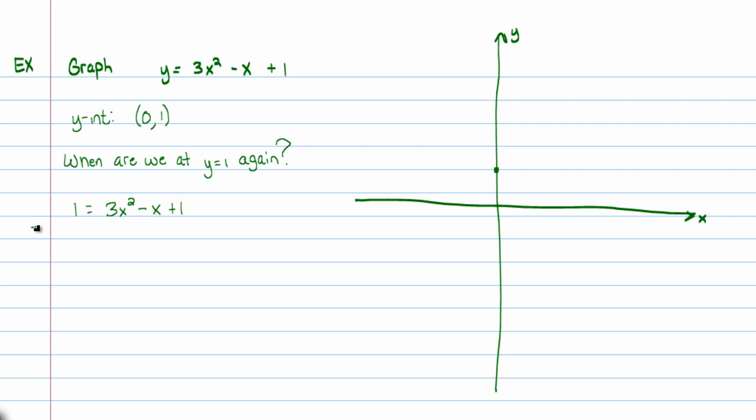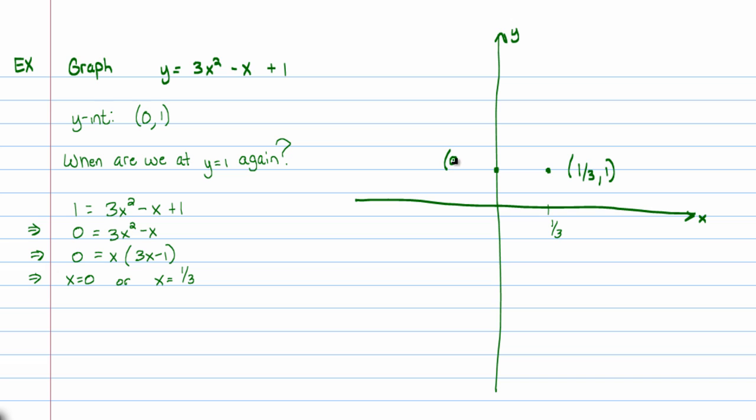We'll subtract 1 from both sides to get 3x squared minus x is equal to 0. Both those terms on the right hand side have x in common, so I'll factor that out. I'm left with a 3x minus 1. So this tells me that I'm at a height of 1 when x is equal to 0 or x is equal to 1/3. So let's just pretend that this is x equals 1/3. I'm at a height of 1 when x is equal to 1/3.